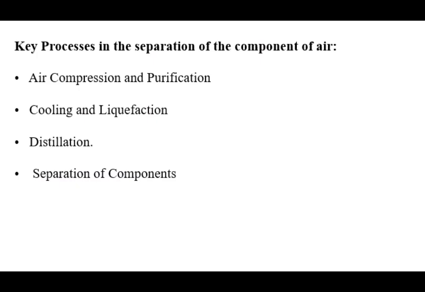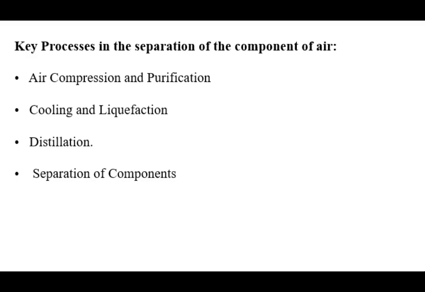7.4 Separation of the components of air. The separation of air components, such as oxygen, nitrogen, and argon, is a complex process that relies on the principles of real gases. Air separation is typically achieved through cryogenic distillation, which involves cooling the air to extremely low temperatures and then separating the components based on their different boiling points.